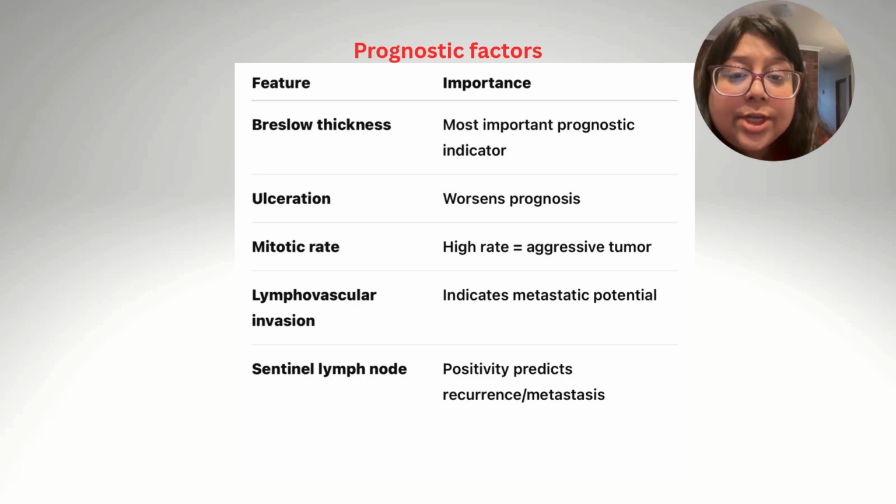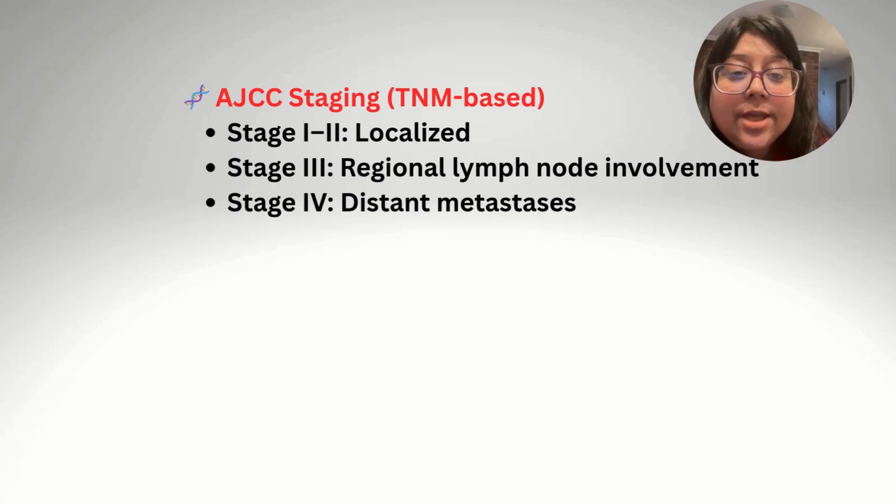Talking about the prognostic factors, Breslow thickness is the most important prognostic indicator. Ulceration worsens the prognosis. Mitotic rate, if high, then the tumor is aggressive. Presence of lymphovascular invasion indicates the metastatic potential, and sentinel lymph node positivity predicts recurrence or metastasis. According to TNM based AJCC staging, stage 1 to 2 are localized, in stage 3 regional lymph node involvement is seen, and in stage 4 distant metastasis is seen.